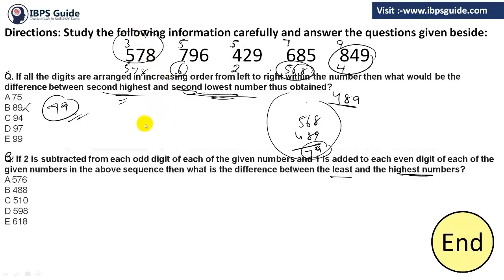So the least will be 3. Then 7 will again be 2 minus, that is 5. Then it is 9. And the highest will be this one, that is 9, then 5, then 7. So we have to just find out the difference between them.